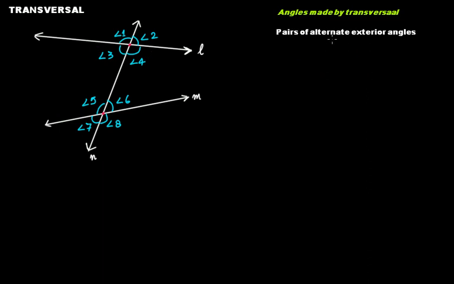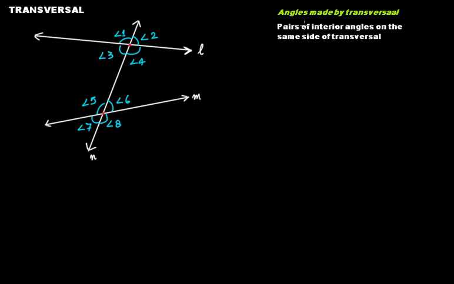Next is pairs of alternate exterior angles. So if this is one exterior angle and this is another, just like in the case of alternate interior, angle 1 and angle 8 are a pair of alternate exterior angles. Similarly, angle 2 and angle 7, both these are exterior but they are alternate to each other. Therefore, angle 2 and angle 7, these two pairs are pairs of alternate exterior angles.